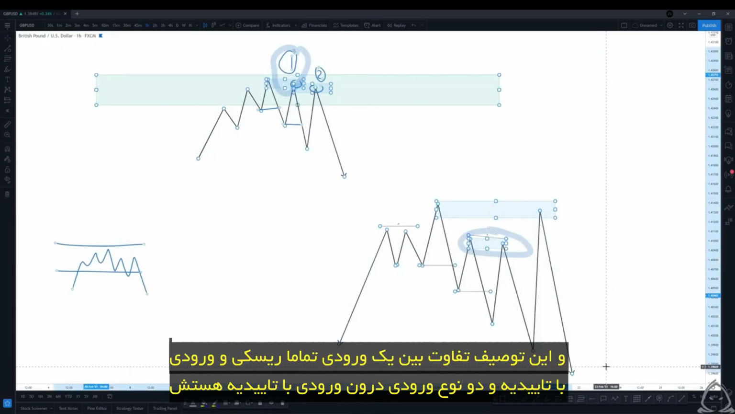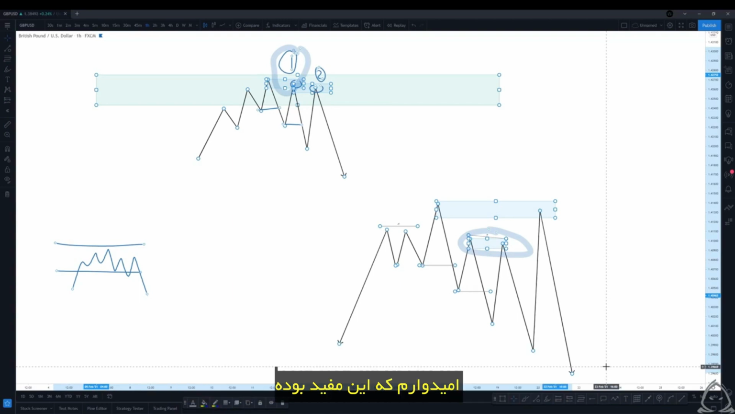But that's the delineation or the difference between a conventional pure risk entry and then looking at the confirmation entry and the 2 entry types within those confirmation entries. So I hope that was helpful.